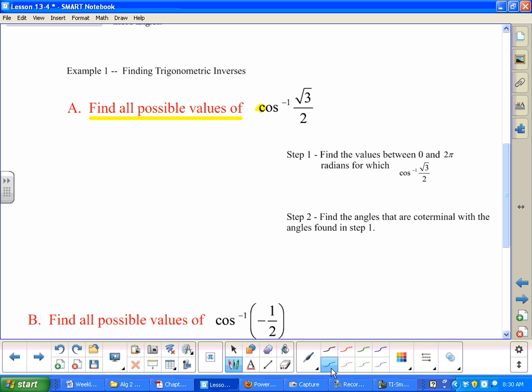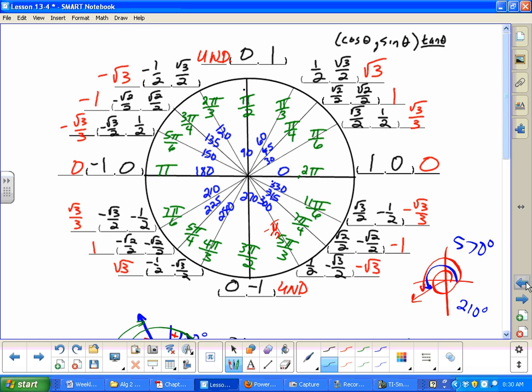So when we find all the possible values where inverse cosine is square root of 3 over 2, we want to look at our unit circle and find where cosine equals square root of 3 over 2. Reminder, cosine is x. So if you look around the unit circle, where do you see that the x value is square root of 3 over 2? At 330, except we're going to be dealing with radians. So at 11 pi over 6, and where else? X is square root of 3 over 2 here. Where else?